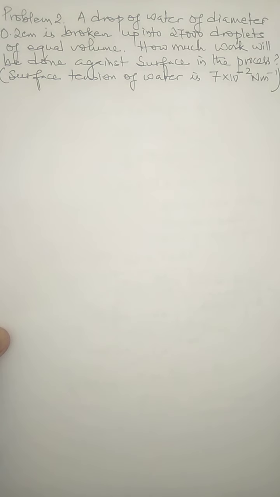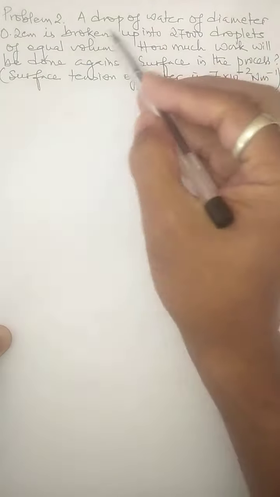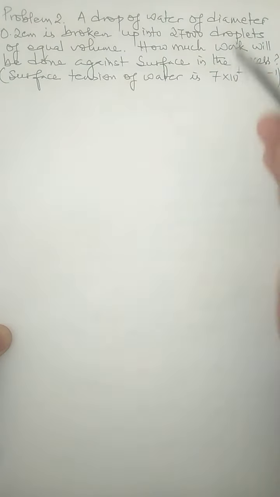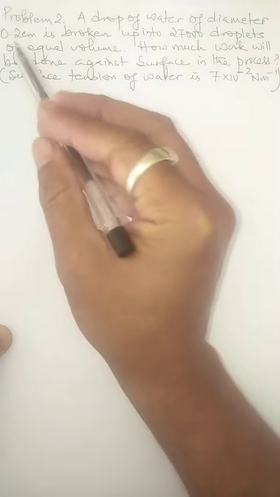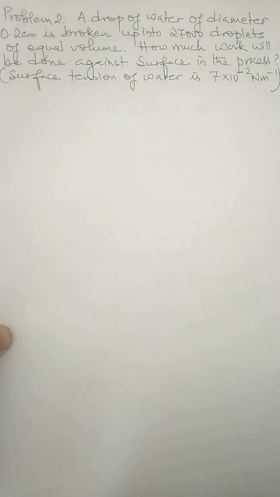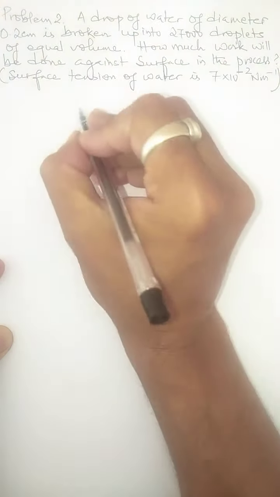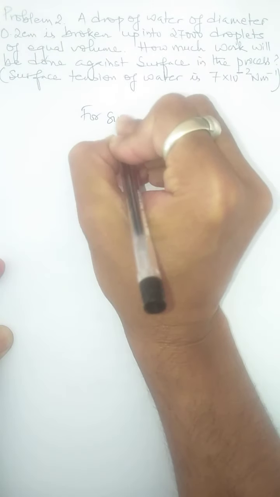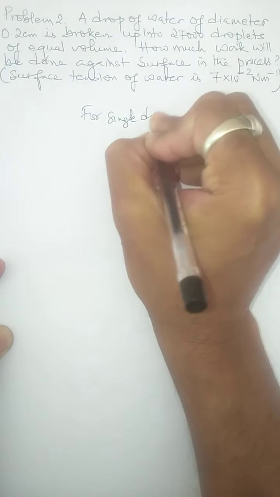Right, dear children, now we solve the next problem, that is problem number 2, and this is also an important numerical which might be asked in the examination also. It says that a single drop of water of diameter 0.2 centimeter. So I write down for a single drop of water.